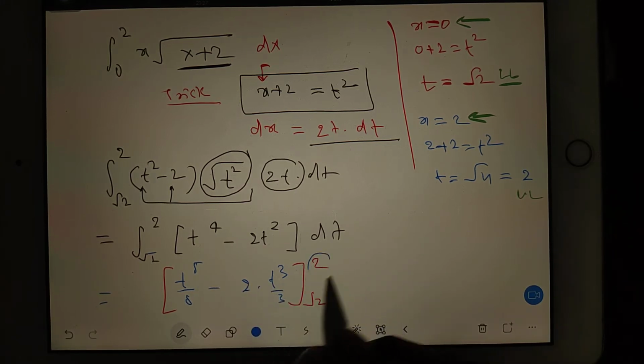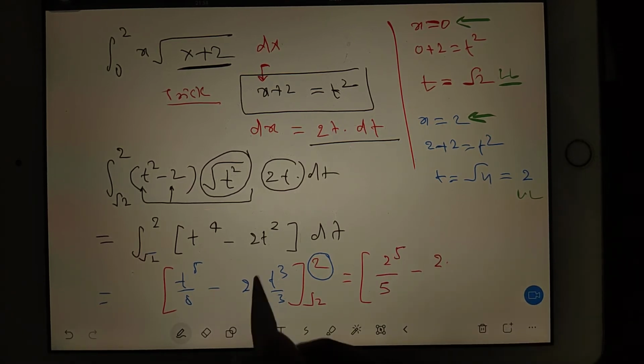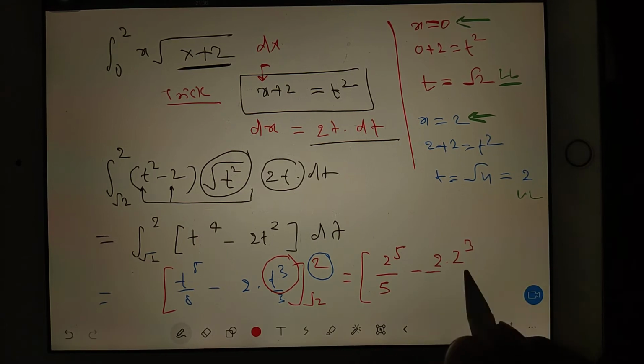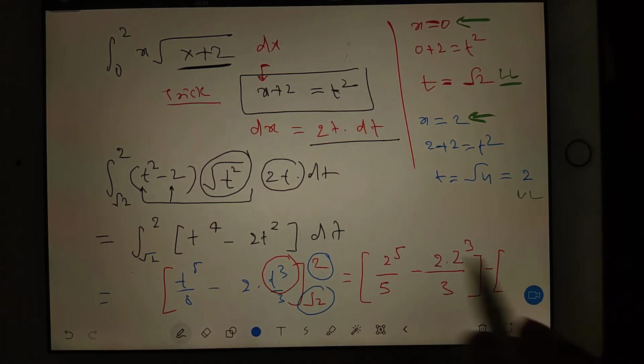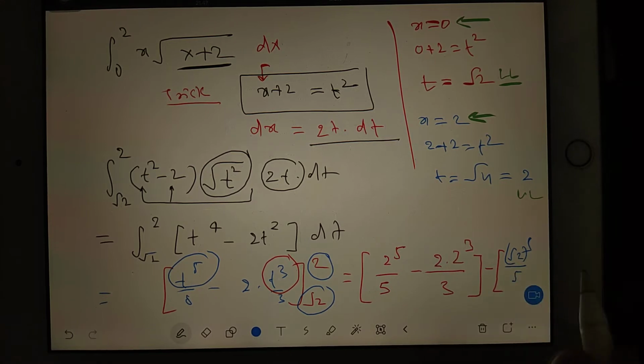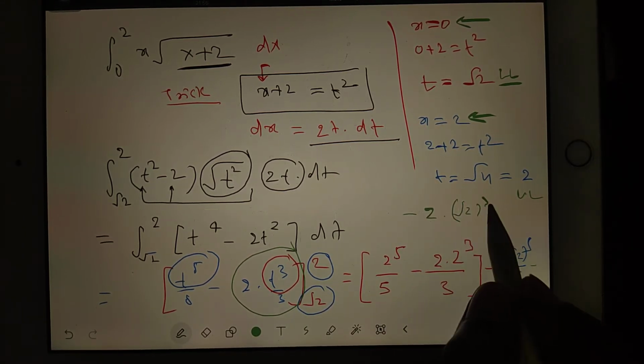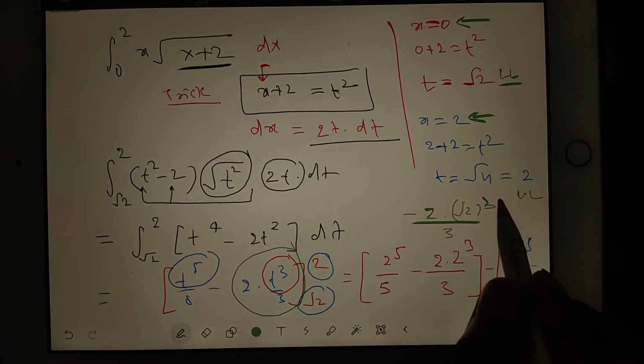So now first this 2 you substitute here. It means what? 2 power 5 by 5, then minus 2 times t cube, meaning 2 power 3 by 3. Okay, now bracket close, then you put a minus sign, then bracket open. Now you put root 2 here. So root 2 power 5 divided by 5, and after that put a minus sign, and then minus 2 times root 2 power 3 divided by 3, bracket close.